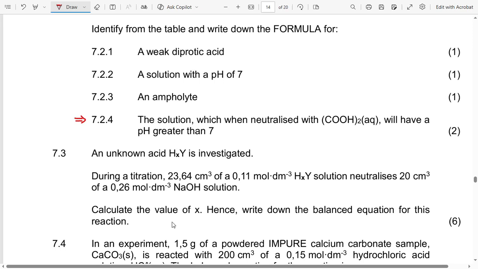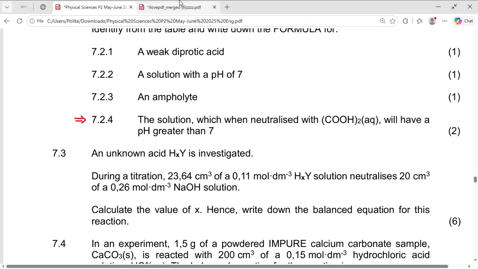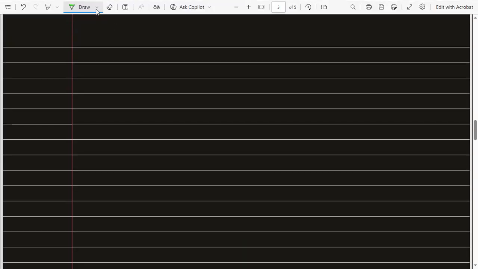Okay, you know what I'm going to do? I think even if you start with what you are given, analyze what you are given, you're still going to get the answer. So I'm going to separate these two things and first analyze what I'm given in 7.3. Okay, so I'm given the unknown acid, and on this unknown acid, we are given HXY.